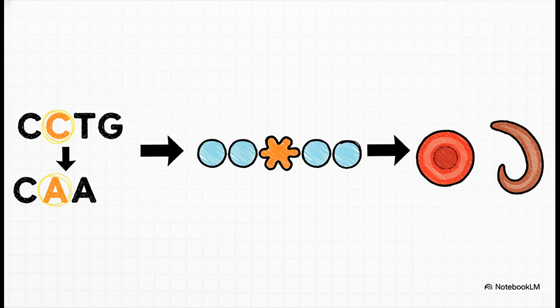It's like changing one letter in a word that completely changes the meaning of the sentence. A single DNA letter gets swapped, and that changes one tiny amino acid, which then causes the entire protein to fold up wrong. This is exactly what happens in sickle cell. That one change is what forces red blood cells into that dangerous, sticky crescent shape.